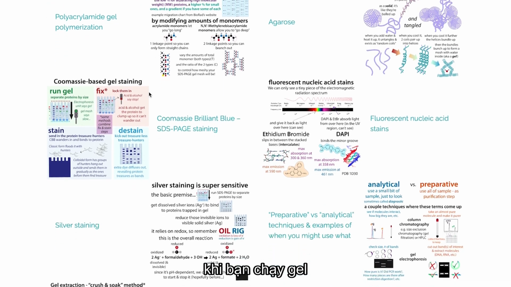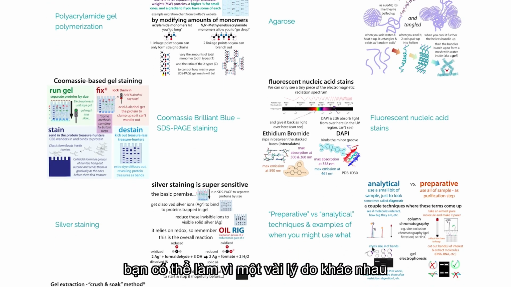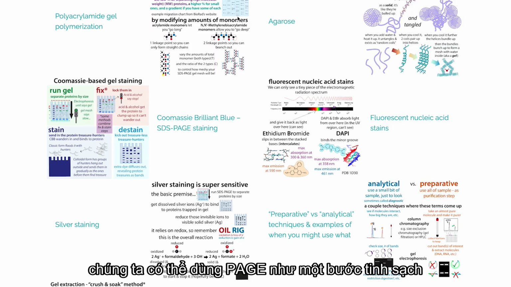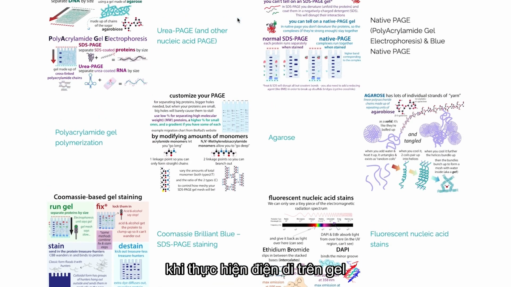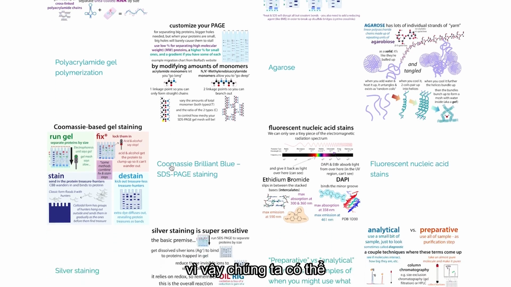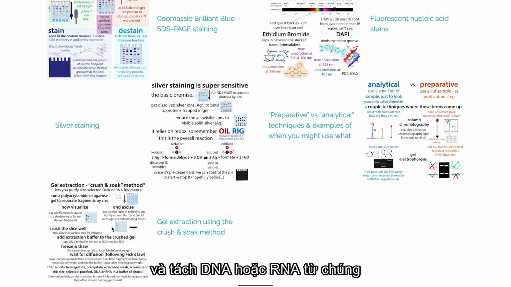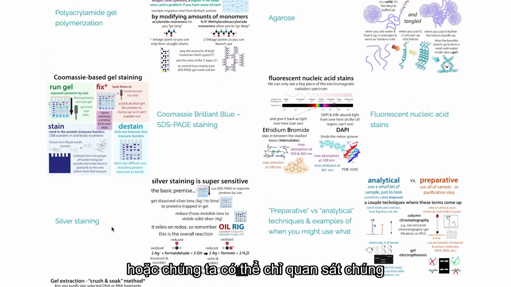When you're running a gel, you might be doing it for a couple of different reasons. You might be doing it for analytical purposes, to just see what's there. Or you might want to do it for preparative purposes. We can actually use page as a purification step when doing gel electrophoresis of nucleic acids. We can use gel extraction to cut out the bands and isolate the DNA or the RNA from them.